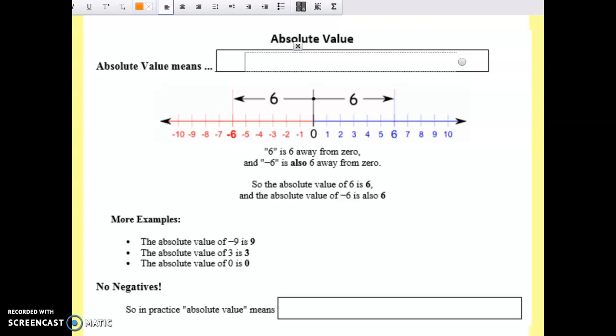All right, today we're going to explore a little bit further absolute value. We did look at categorizing it into number sets. Today we're going to take a look at how we could use it as calculations. So absolute value, let's start with the definition. It means the distance from zero.